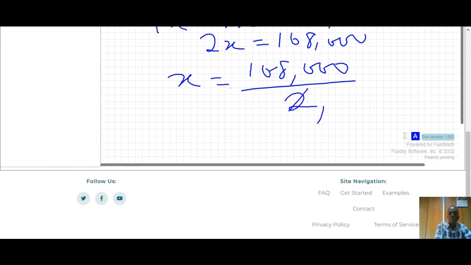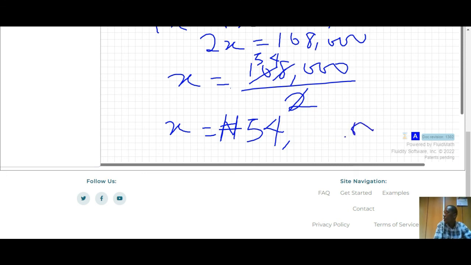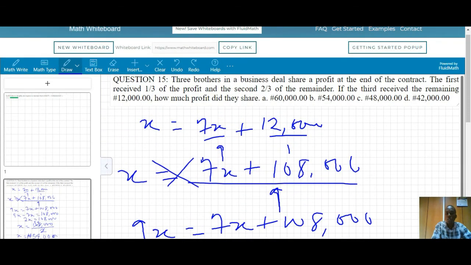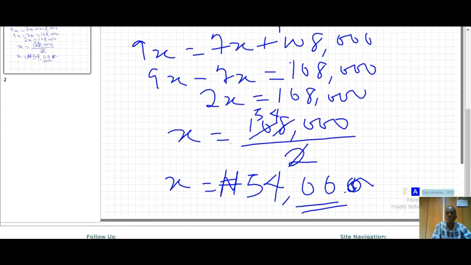2 into 10 gives 5, 2 into 4 gives 4. So our X will be equal to 54,000 naira. When we look at that result and go to our options, the right option is option B, which is 54,000.